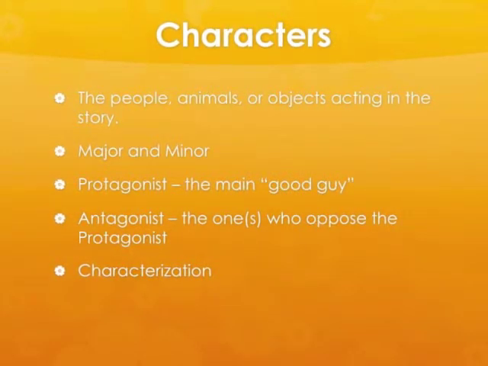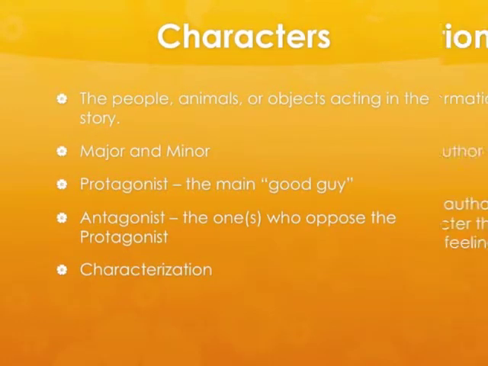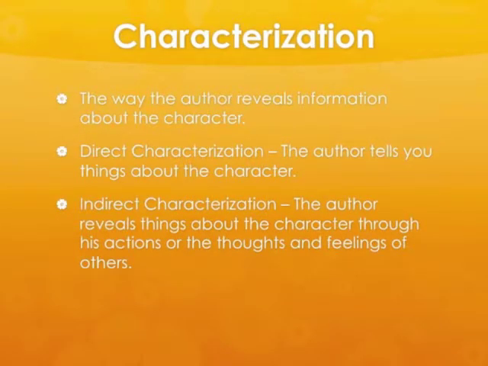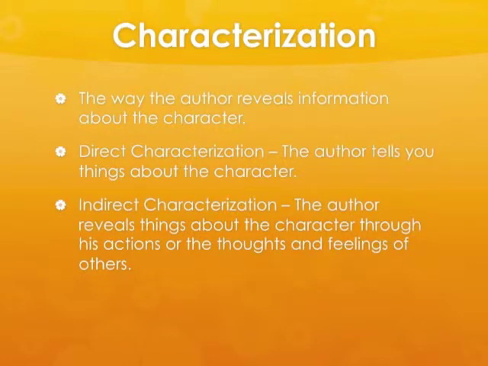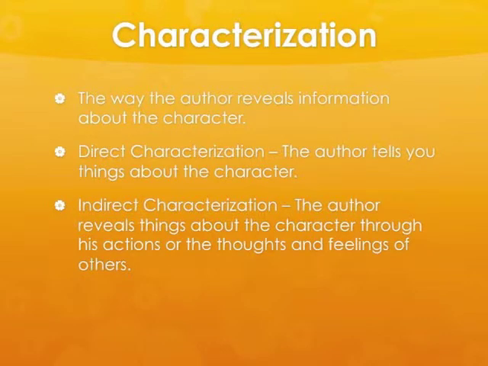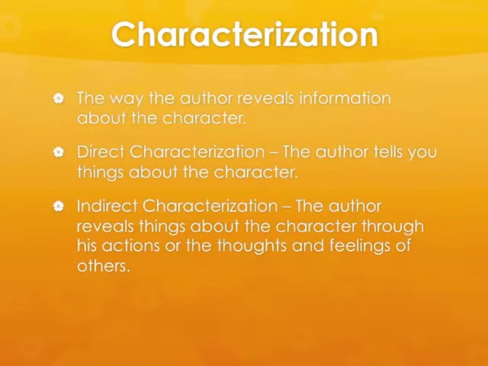The author reveals these characters to us through a process known as characterization. So characterization is the way that the author reveals information to the reader about the characters. And this might be direct, meaning the author directly tells you things about the character. It might say something like, he was an angry boy with flaming eyes. Or it could be indirect, where the author reveals things about the character through his actions or through the thoughts and feelings of others.